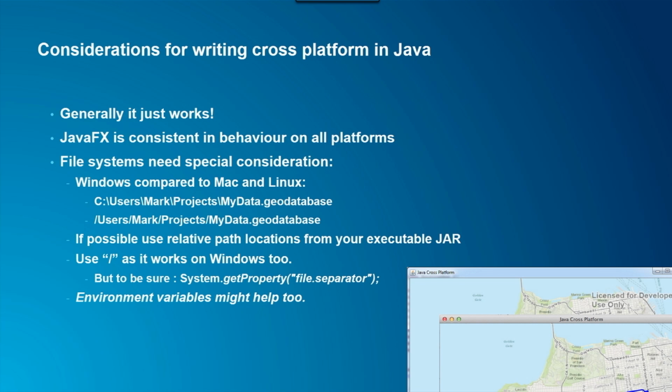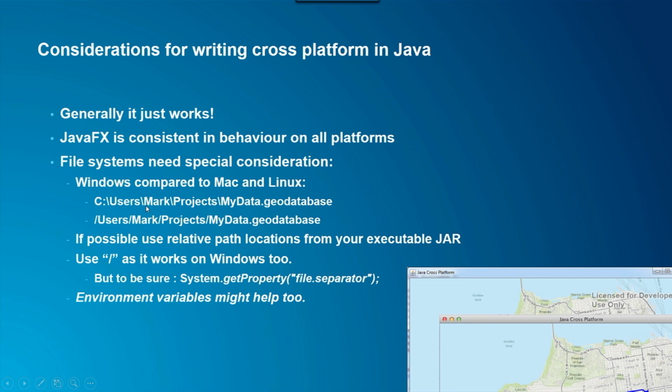So considerations for writing cross-platform applications for Java. I would say generally it does just work. JavaFX, which is the user interface platform that we're working with, is consistent in behavior across all of the platforms. There are small styling differences in the windowing when you run your application on your chosen platform. So an example here is you can see on my Windows application screenshot I've got here, the close buttons are on the right-hand side. But if you run this inside a Mac environment, exactly the same application will be styled so that it looks like it's running on a Mac. So it's styled for the platform that it's actually working in.